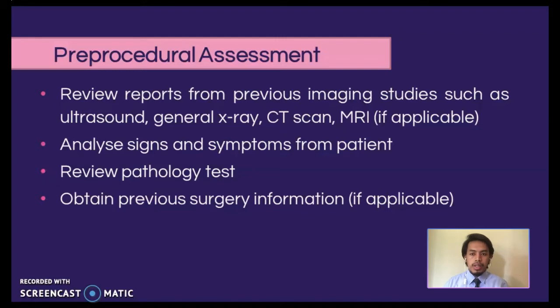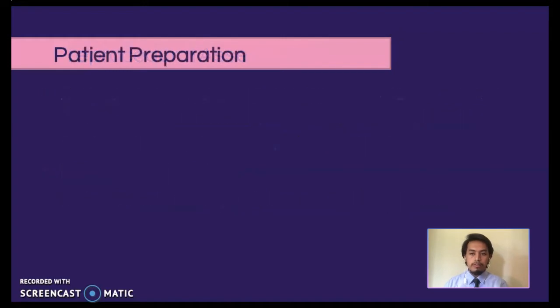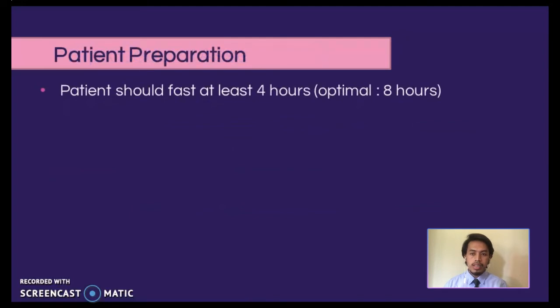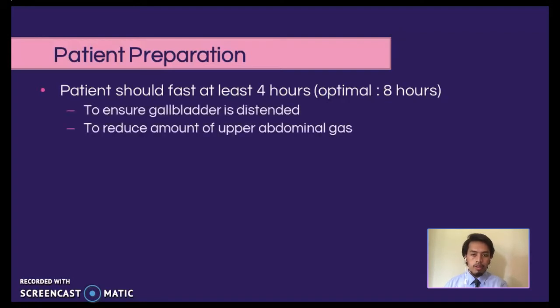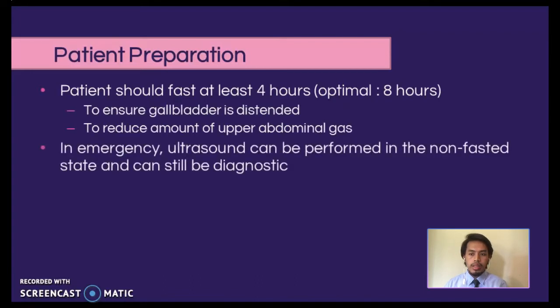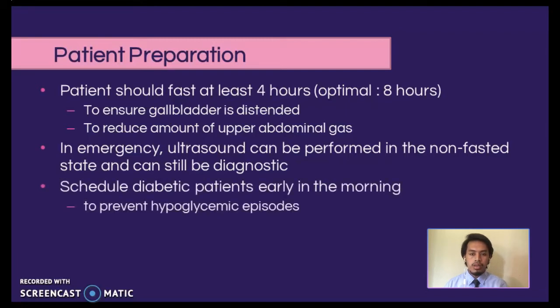Patients who are required to undergo biliary sonogram need to fast for at least 4 hours, although some authors suggest the optimal duration is 8 hours. The reason is that when the patient is fasting, the gallbladder is distended, and it also reduces the amount of upper abdominal gas produced. However, diagnostic studies can be obtained in non-fasting patients, especially for those who require an emergency sonogram. Diabetic patients, like in this case, need to be scheduled early in the morning to prevent hypoglycemic episodes from happening. Patients are also advised not to smoke or chew gum before the procedure.